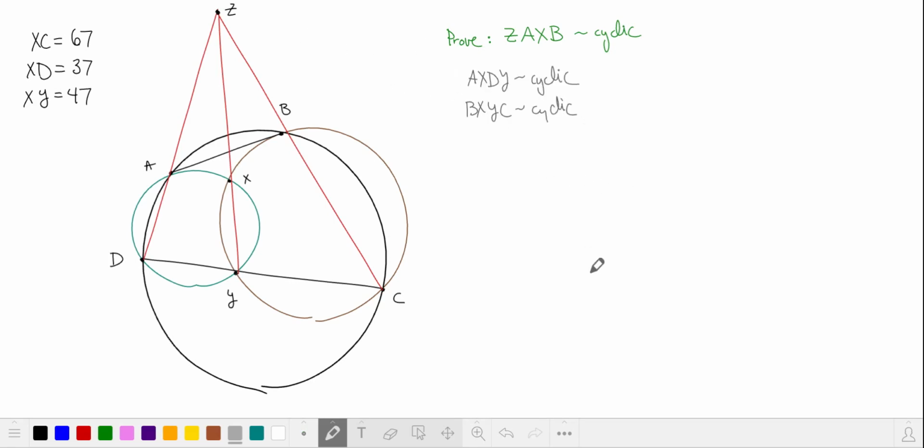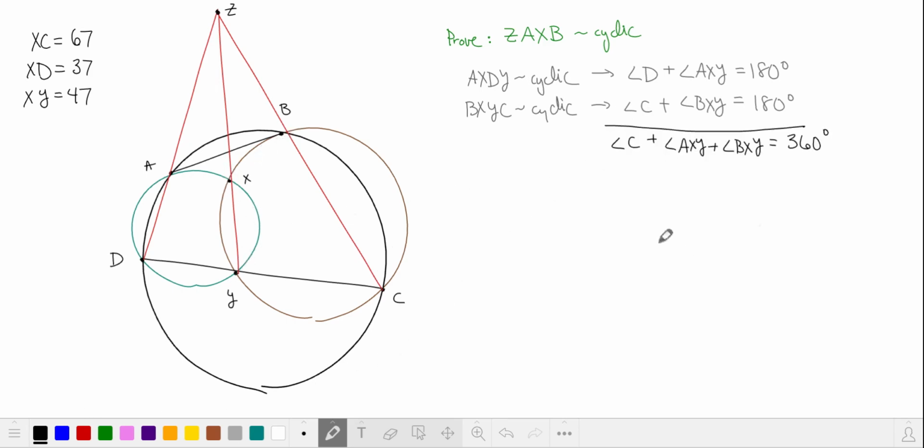We have two other cyclic quadrilaterals, AXDY, which is on this green circle, and BXYC, which is on the brown circle. The opposite angles of these two quadrilaterals add up to 180 degrees. For AXDY, that's angle D and this other angle AXY. And for the second quadrilateral, that's angle C and angle YXB, or BXY. Both of them add up to 180 degrees. We're going to add these two equations.